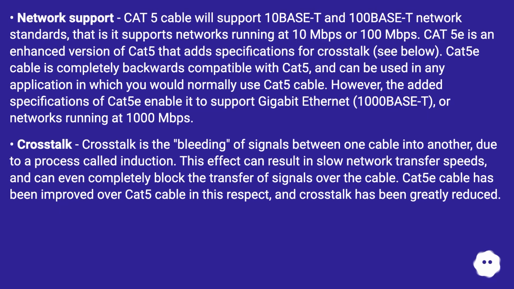Crosstalk. Crosstalk is the bleeding of signals between one cable into another, due to a process called induction. This effect can result in slow network transfer speeds, and can even completely block the transfer of signals over the cable. CAT5e cable has been improved over CAT5 cable in this respect, and crosstalk has been greatly reduced.